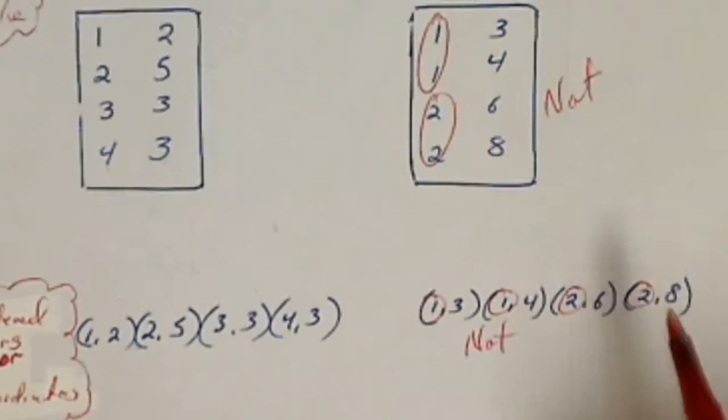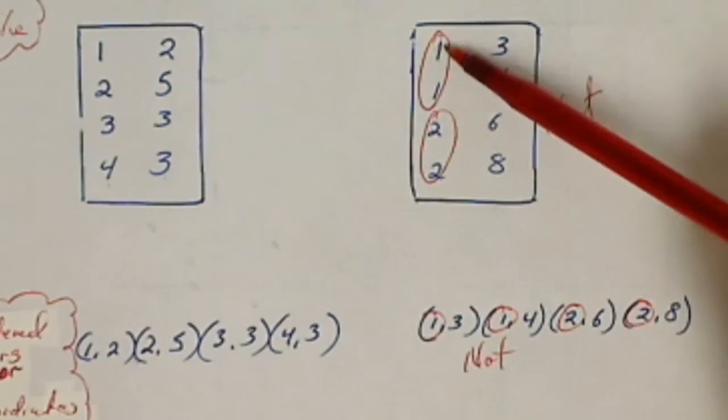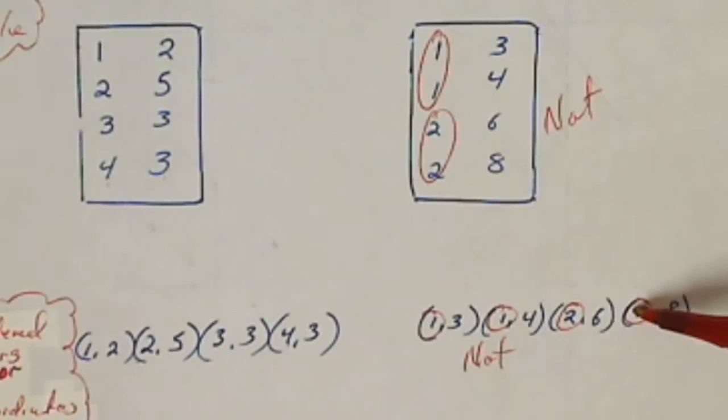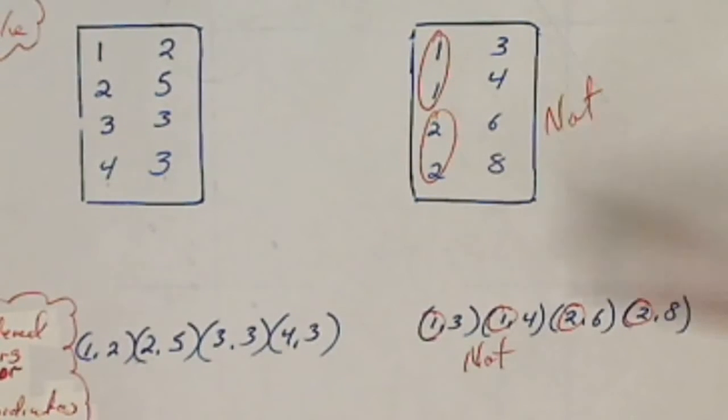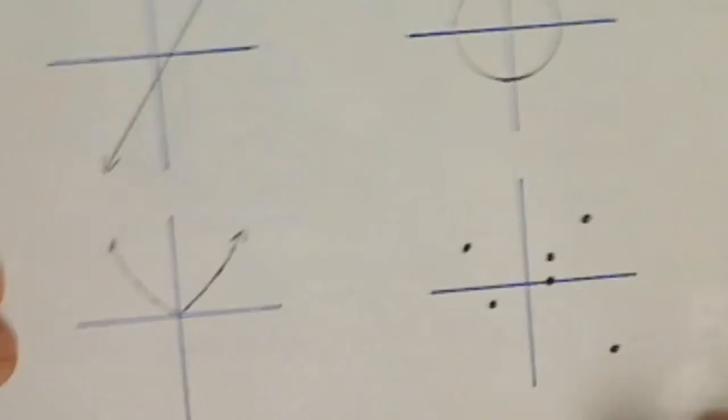So bottom line is whether you're in a table or a set of coordinates, you're looking to see if you have an x coordinate that's repeating. We had an x coordinate repeating, repeating, repeating. I don't care whether it's given to you as a table or a set of coordinates. It's not a function. That's all you're looking for. And the graph is the easiest one of them all.